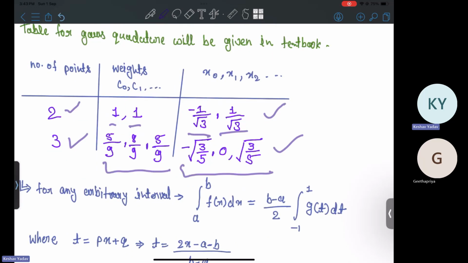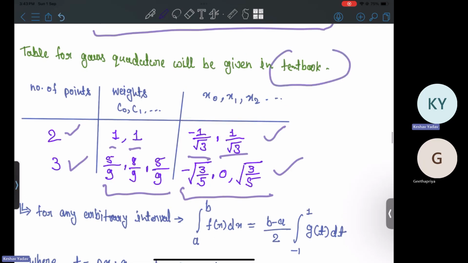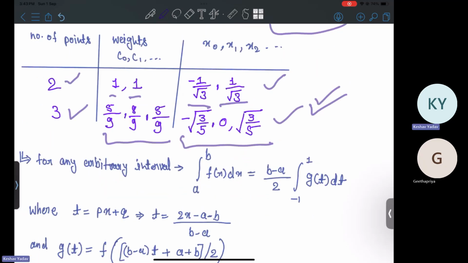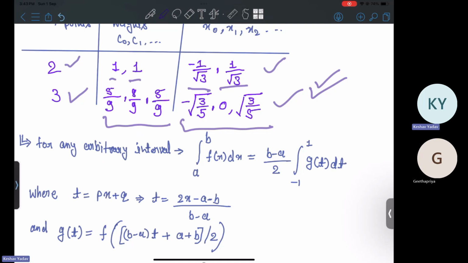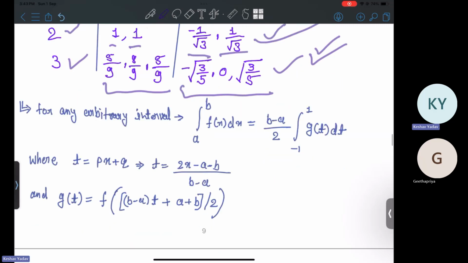These tables for the Gauss quadrature method are given in the textbook. So this will be given to you if they wish you to find the solution of an integration using the Gauss quadrature method. Maybe if the problem is a 2 point Gauss quadrature method, they may not give you the table. But otherwise, if they are using a higher number of points to find the Gauss quadrature integral, then they will give this table. Okay.